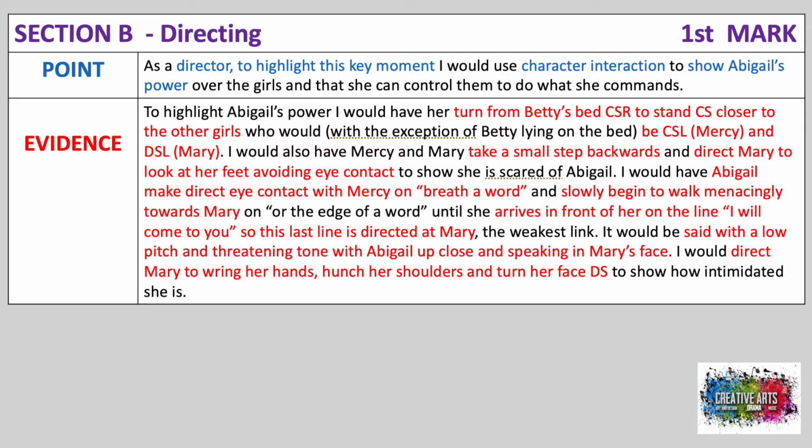I would have Abigail make direct eye contact with Mercy on "breathe a word" and slowly begin to walk menacingly towards Mary on "or the edge of a word" until she arrives in front of her on the line, "I will come to you." So this last line is directed at Mary, the weakest link. It would be said with a low pitch and threatening tone, with Abigail up close and speaking in Mary's face. I would direct Mary to wring her hands, hunch her shoulders, and turn her face downstage to show how intimidated she is.